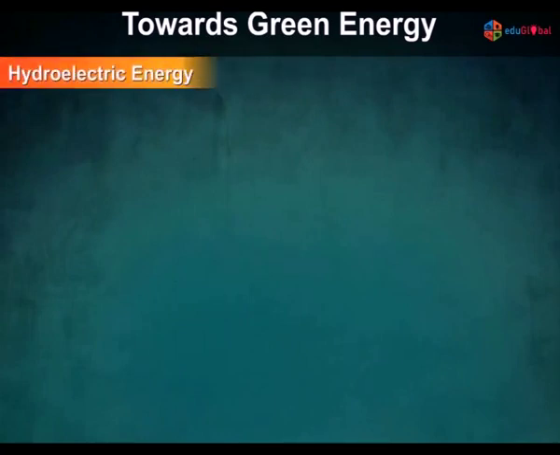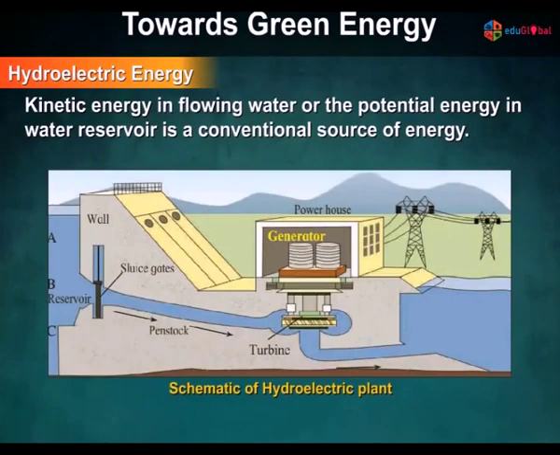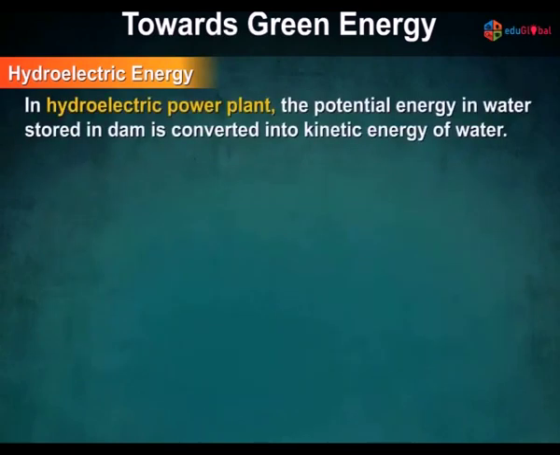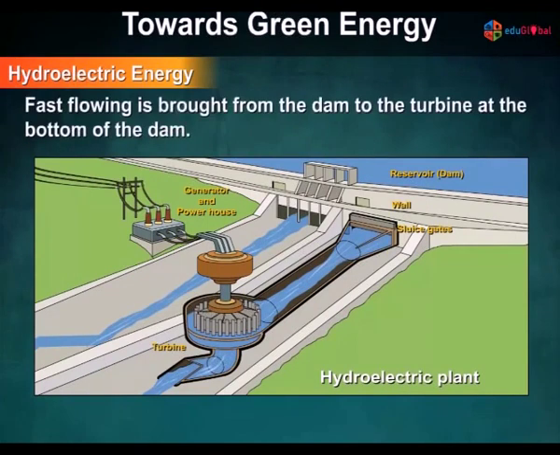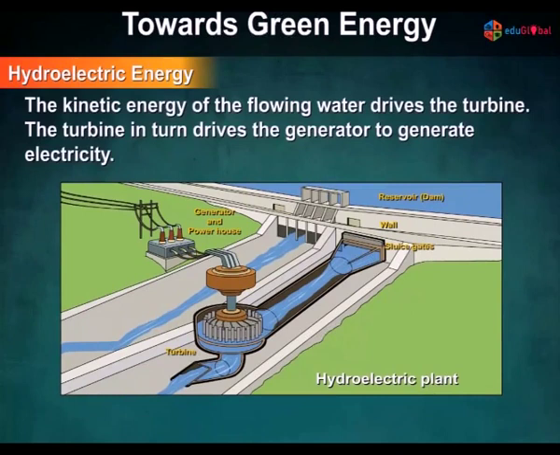Hydroelectric energy. Kinetic energy in flowing water or the potential energy in water reservoir is a conventional source of energy. In hydroelectric power plant, the potential energy in water stored in dam is converted into kinetic energy of water. Fast flowing water is brought from the dam to the turbine at the bottom of the dam. The kinetic energy of the flowing water drives the turbine.